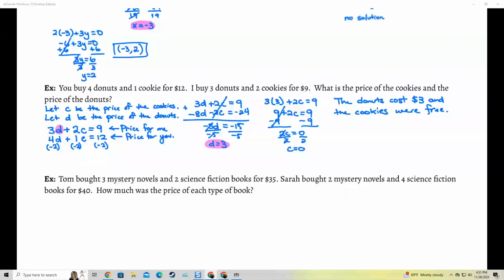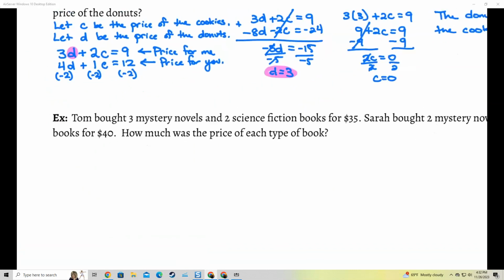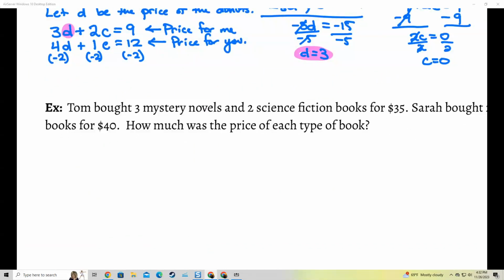All right, and we are down to our last one. Tom bought 3 mystery novels and 2 science fiction books for $35. Sarah bought 2 mystery novels and 4 science fiction books for $40. How much was the price of each book? So it's very similar to the problem that we just did. Let me go ahead and define our variables. The first thing I'm going to say is let M, because I don't know how much the price of each book is, right? So I'm going to go ahead and define my variables that way.